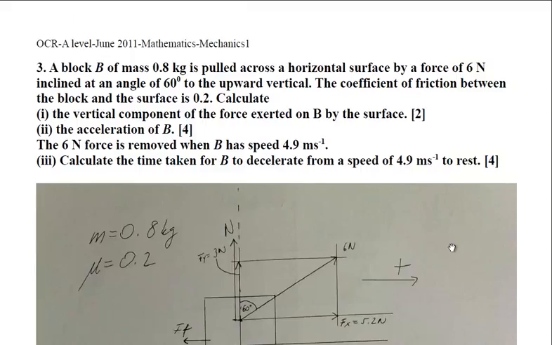The 6 newtons force is removed when B has speed 4.9 meters per second. Calculate the time taken for B to decelerate from a speed of 4.9 meters per second to rest.